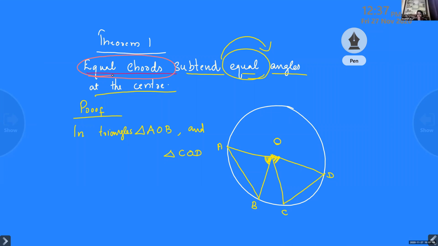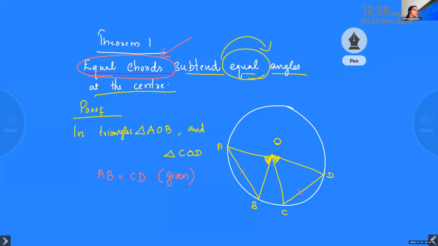Any equal parts? CD and AB. Yes, AB and CD. Equal chords. That is our clue. So AB and CD are equal. One part we got equal chords. That is AB equal to CD. It is given in the question that they are equal.